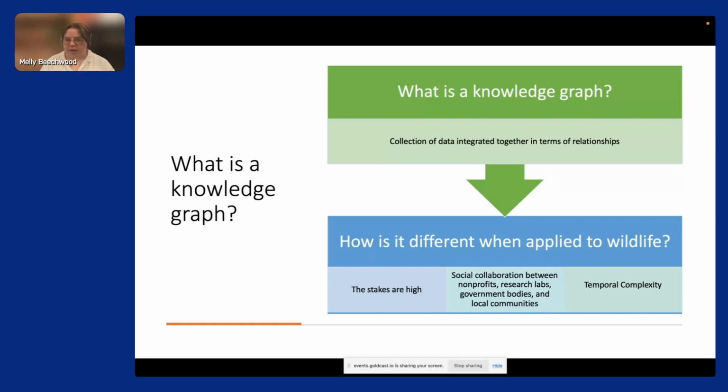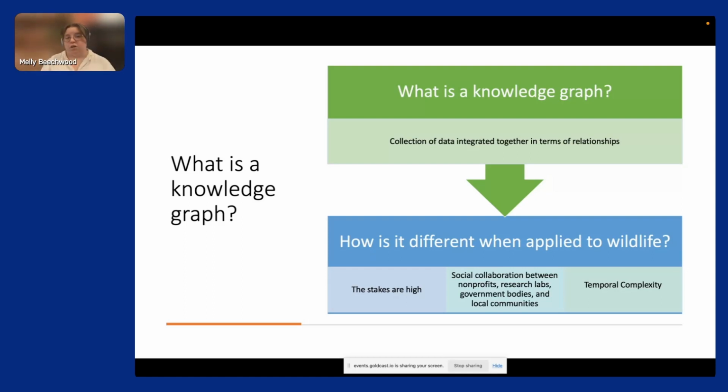How are they different when it comes to wildlife, though? I would argue that the stakes are a bit higher than in a lot of the common use cases. Instead of whether or not you have the best recommendation right in front of you, we're talking about whether a policy changes in time for a species not to die out. And that's a pretty heavy weight sometimes.